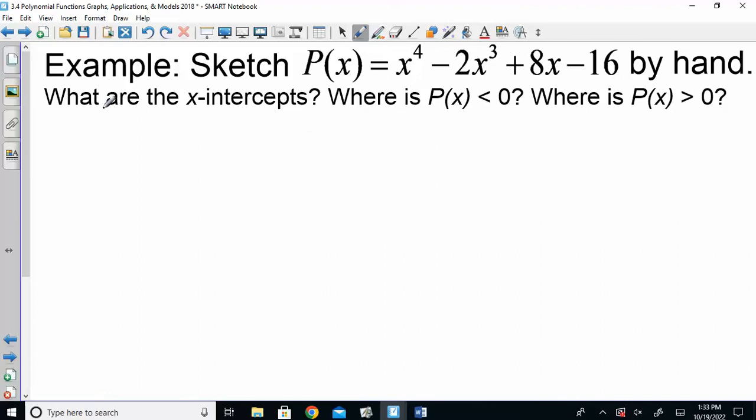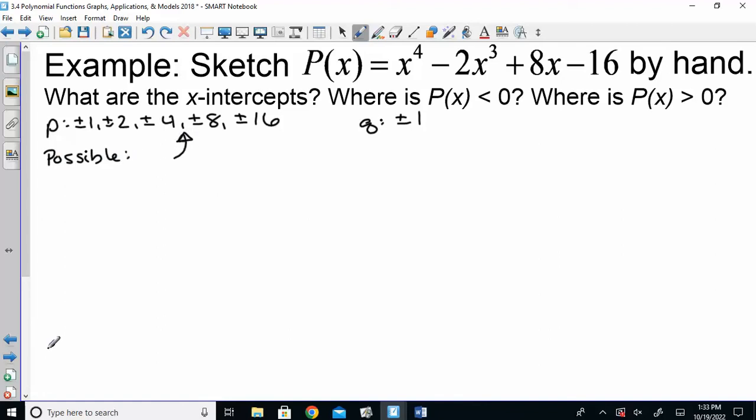Okay, we can do our P's and Q's and synthetic division. What do we look at for the P values? Negative 16. So that would be plus or minus 1, 2, plus or minus 4, plus or minus 8, plus or minus 16. What are the Q values? Plus or minus 1. So my possible zeros, P over Q, would just turn out to be these P values, right?